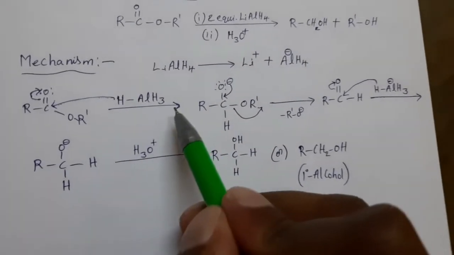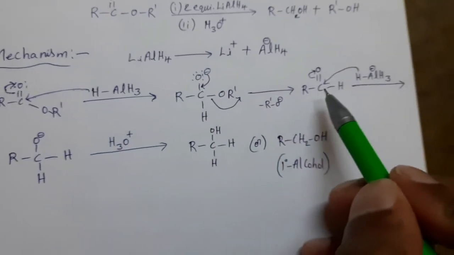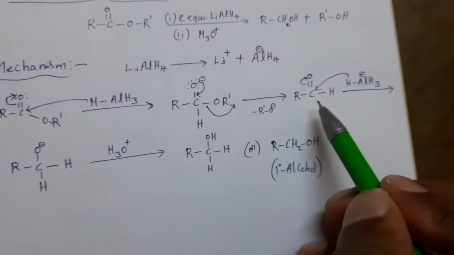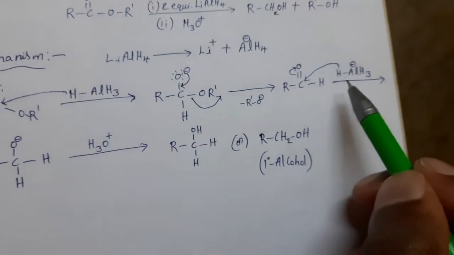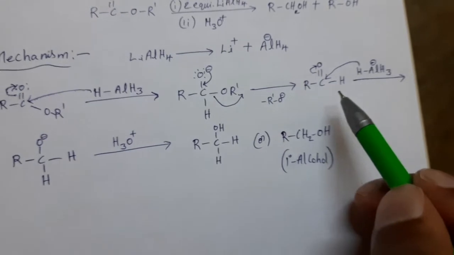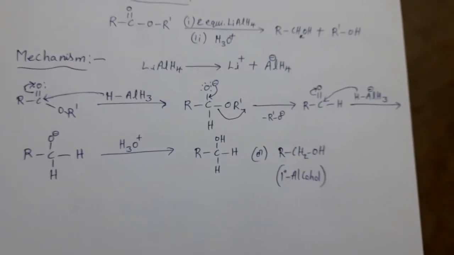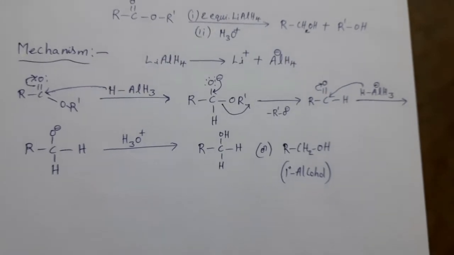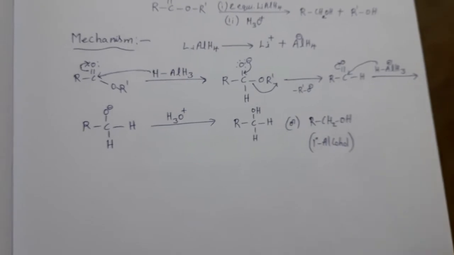Esters treated with one equivalent of LiAlH4, then we can get this one, and then esters are converted to aldehydes. From this, another molecule of LiAlH4 attacks on this, then finally we can get primary alcohol. Next, see the example. If we take an example for this ester, we can understand more easily.